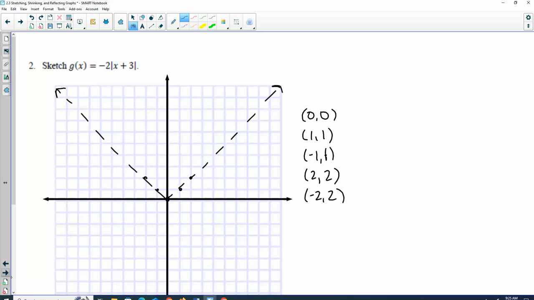So if we think about this, the -2, the negative is going to flip it upside down, the 2 is going to stretch. If you don't like thinking about it that way, just go to your points. Outside changes y, does what it says. So we're taking our y times -2.